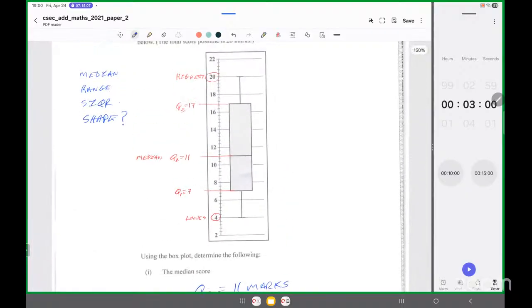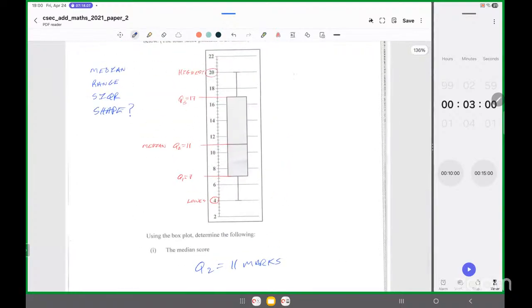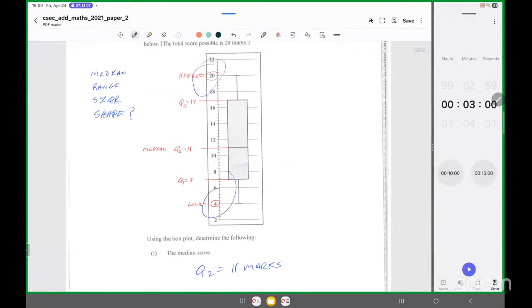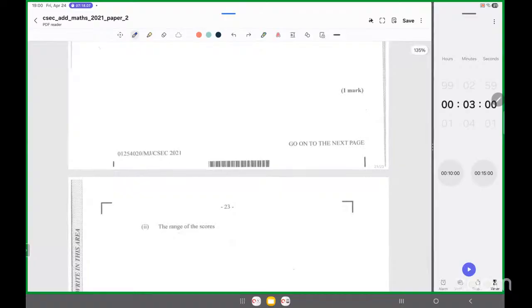Then they want the range. The range is the largest value minus the smallest value. So the range is 20 minus 4, 16 marks.